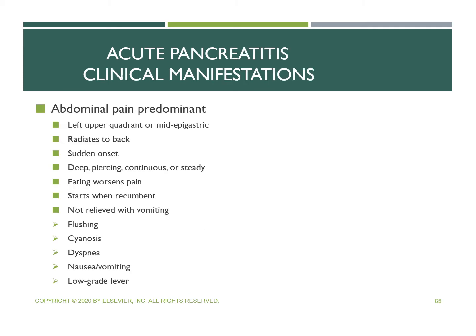Abdominal pain is going to be a predominant manifestation with these patients. It usually is left upper quadrant or mid-epigastric, can radiate to the back, and does come on suddenly. It is a deep, piercing, continuous, or steady pain. You might want to highlight here that eating worsens the pain. So that's pretty significant with these patients.